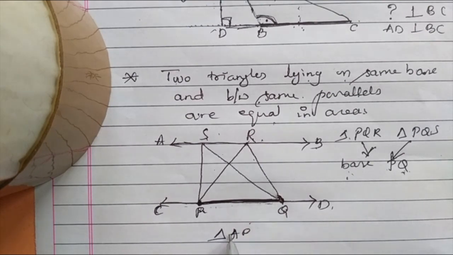Triangle PQR equal to triangle PQS. Both are equal in area.